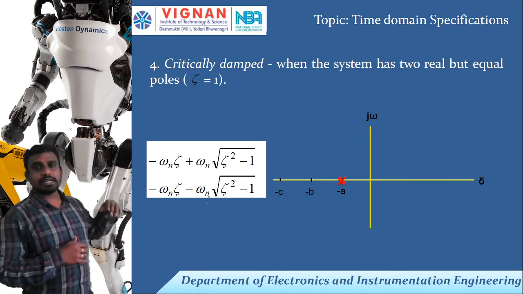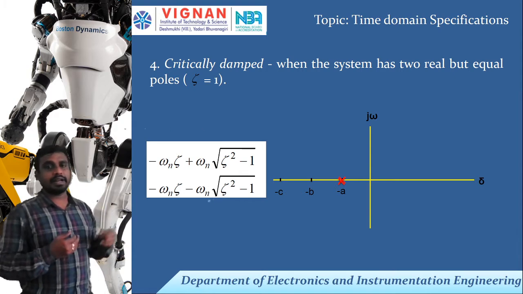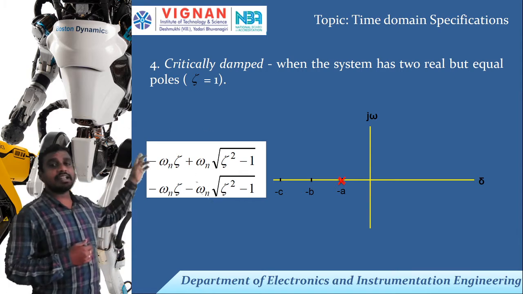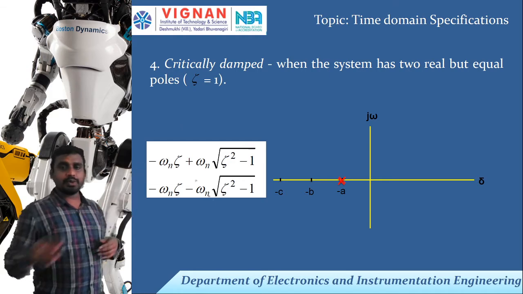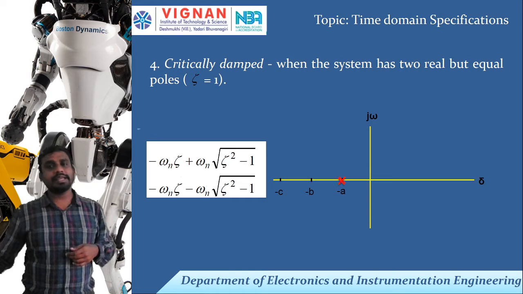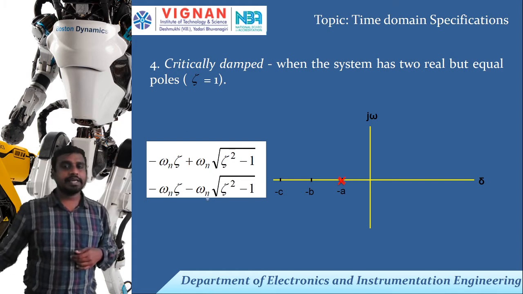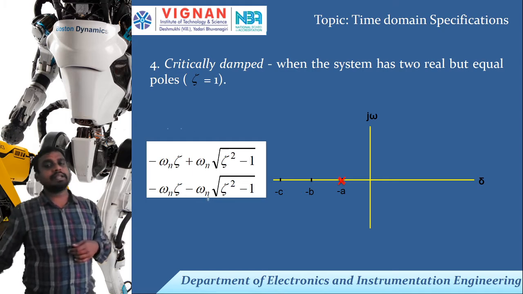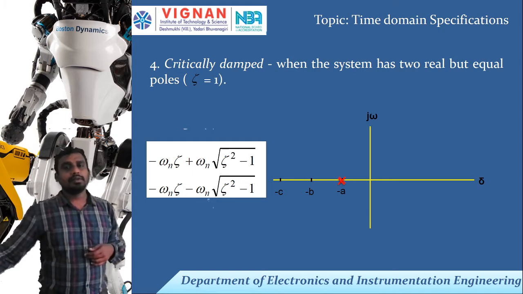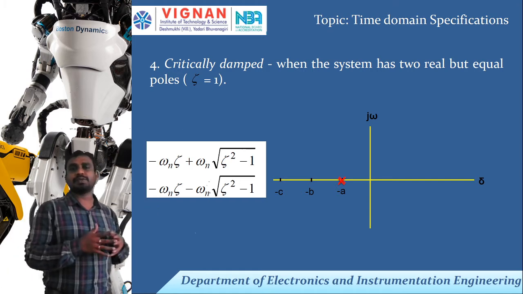When the system is critically damped, as we know the four cases: overdamped, underdamped, undamped and critically damped, the zeta value is equal to 1. When we substitute zeta equal to 1, whatever you get will be real poles. Two real poles, which are located here, you can see here on the S plane. So these are the pole locations when you apply different zeta values for the second order system, right?